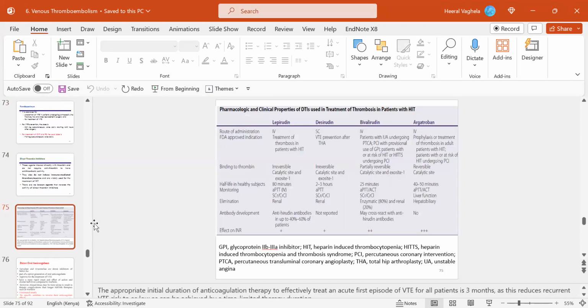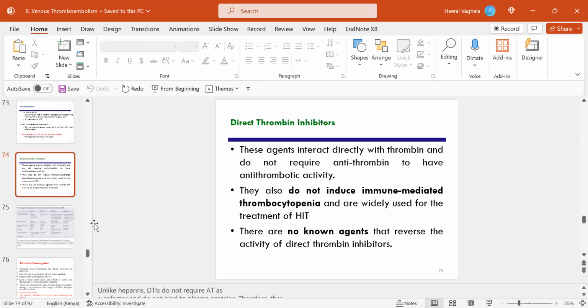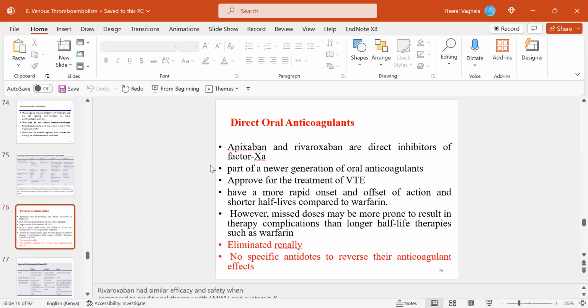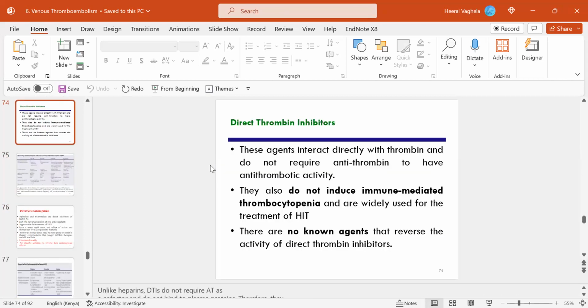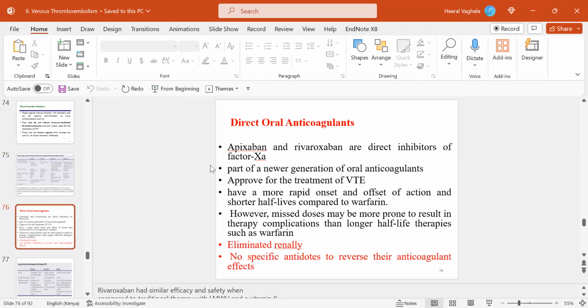Then the direct thrombin inhibitors don't have thrombocytopenia as a side effect. So in case the patient was given the unfractionated heparin and they get that side effect of thrombocytopenia, then you can switch to direct thrombin inhibitors. Then also the direct oral anticoagulants like apixaban and rivaroxaban.